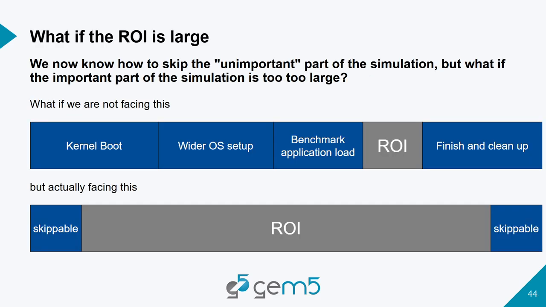Let's end this with a question. What if our ROI is too large? Like we now know how to skip the unimportant part of the simulation, but what if the important part of the simulation is too large? And I will leave this question until the next section.